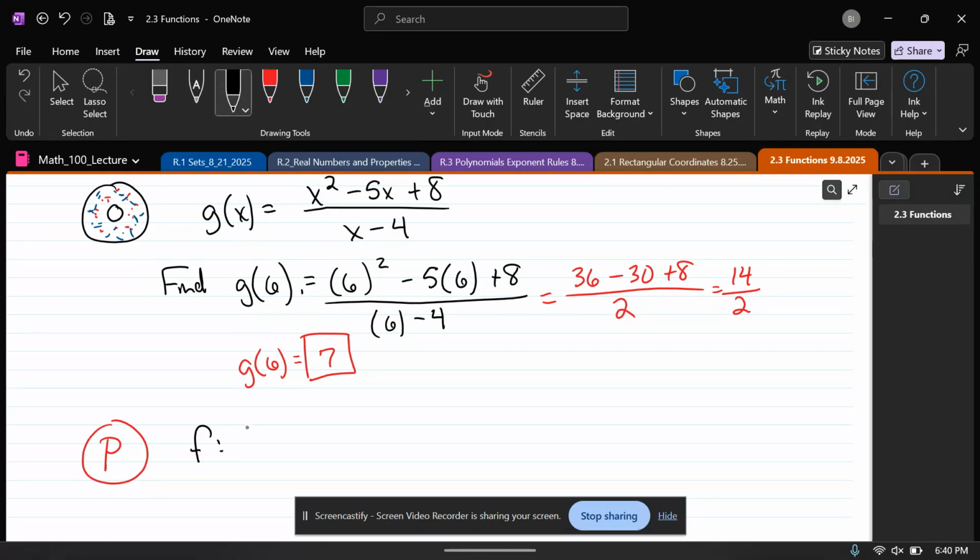Here's our function. Remember, functions could be represented in a bunch of different ways, right? So here lately, we've been doing a lot of equations. It could be a set of ordered pairs.